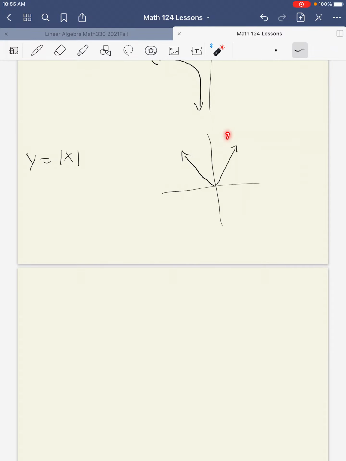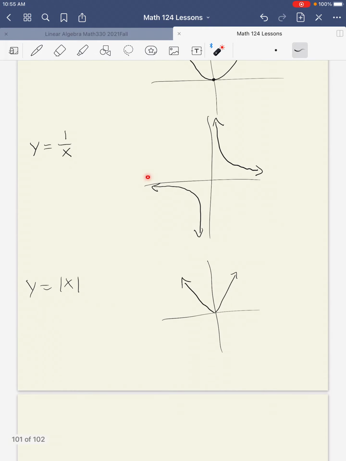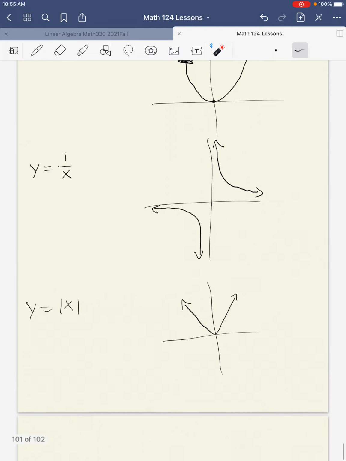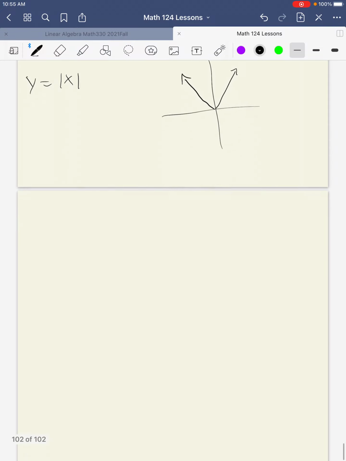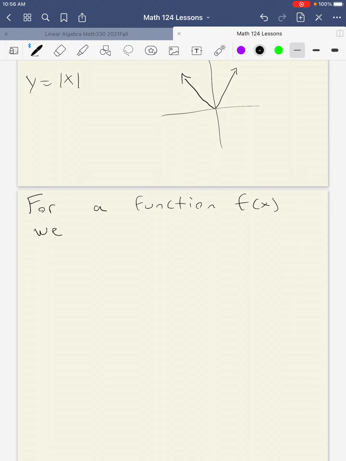We could also flip it about the y-axis. Since this one is symmetric, it will look the same. We could flip this one about the y-axis. So that's all the things we can do. Let me write that down. For a function f of x, we have the following transformations.